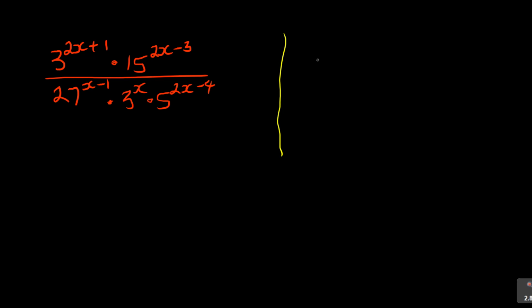For example, 15 is what? It is 3 times 5. You get what? 15. 27 is what? It is 3 times 3, which is 9, times 3, which is 27. This is 3 to the power of 3. You see that? So either you have a 3, 15 you have a 3 and a 5, 27 you have a 3. So everything is about 3 and 5.